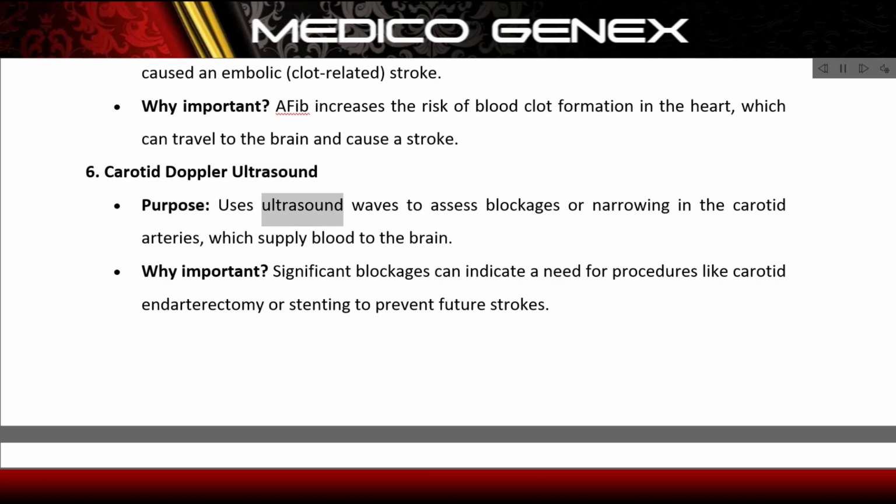6. Carotid Doppler ultrasound. Purpose: uses ultrasound waves to assess blockages or narrowing in the carotid arteries, which supply blood to the brain. Why important? Significant blockages can indicate a need for procedures like carotid endarterectomy or stenting to prevent future strokes.